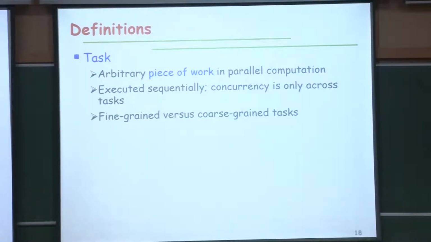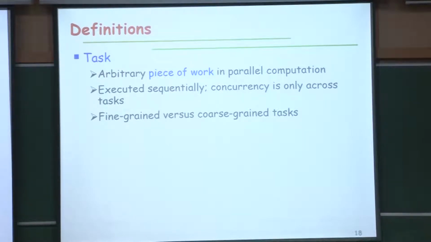We are going to use the word task when we are talking about a parallel program, which is basically any arbitrary piece of work in parallel computation. Some chunk of work that we want to do. It may be parallel with other tasks, and sometimes it has to be done sequentially, meaning there has to be some synchronization, then this task has to be executed and then the subsequent tasks have to execute, and so on. The task can be coarse grain or fine grain. Coarse grain is a large chunk of work. Fine grain is a very small chunk of work.